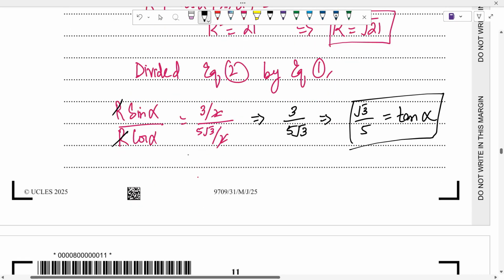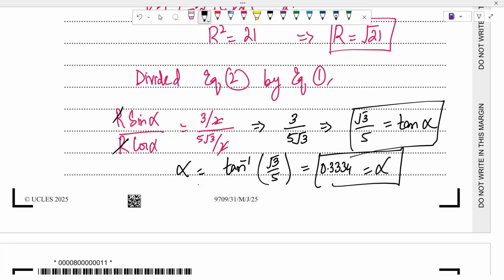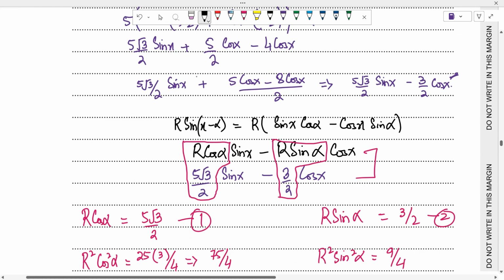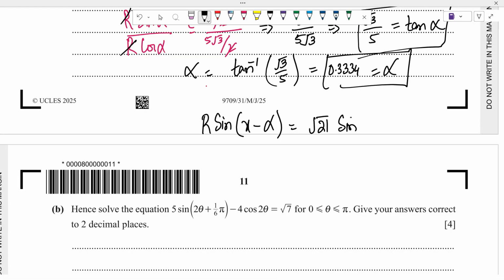So we need to find alpha. Alpha equals tangent inverse of root 3 over 5, and this equals 0.334. So we can say that this expression equals r sine of x minus alpha, which equals root 21 times sine of x minus 0.333.